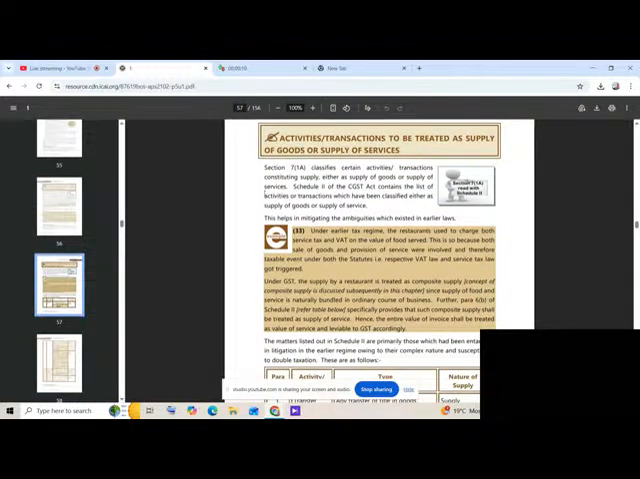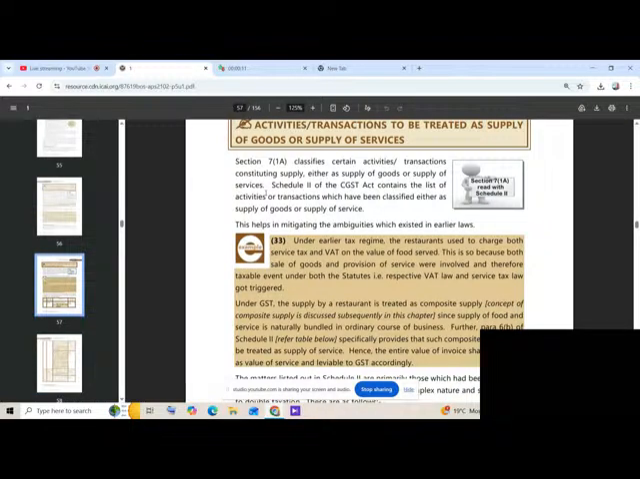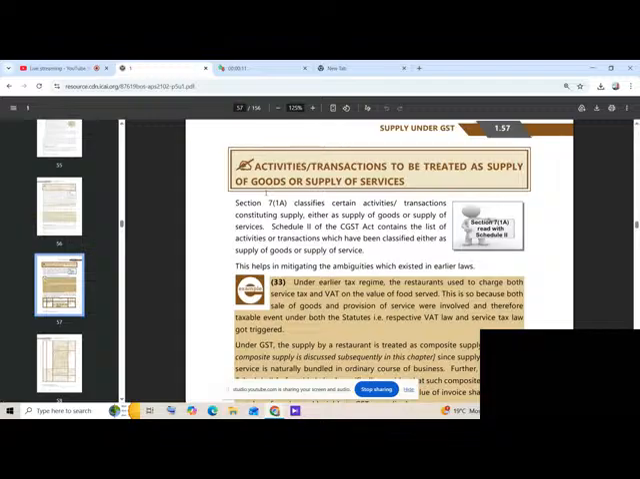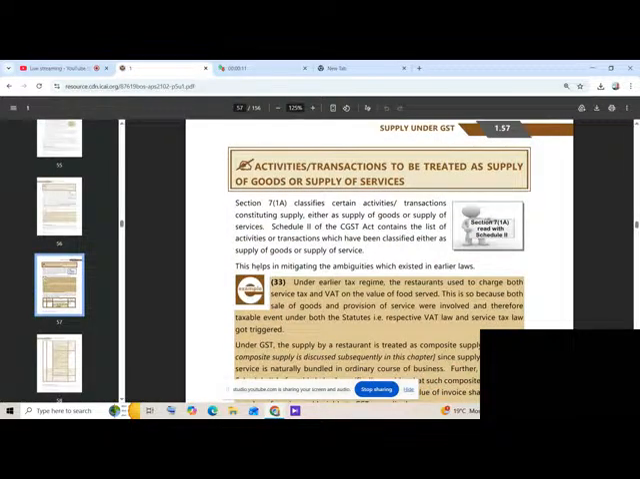Activities or transactions to be treated as supply of goods or supply of services. Section 71A classifies certain activities or transactions constituting supply either as supply of goods or supply of services.